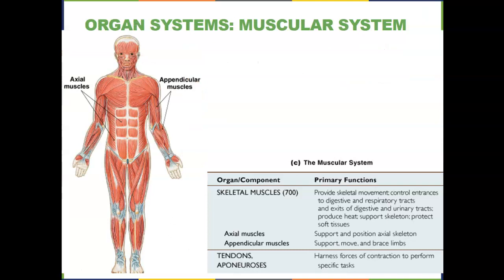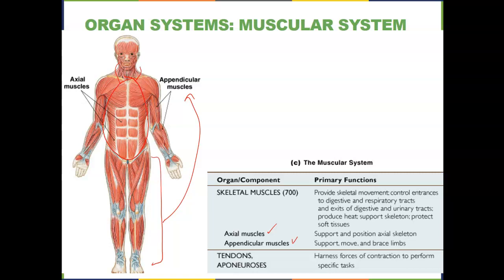We're going to start with the muscular system. The muscular system consists of skeletal muscles. We're going to look at the axial muscles and the appendicular muscles. The axial muscles support basically the torso of the body, and part of the neck. The appendicular muscles include the arms and the legs. Okay, so we'll be looking at that. Appendicular muscles support and move, they brace your movement.